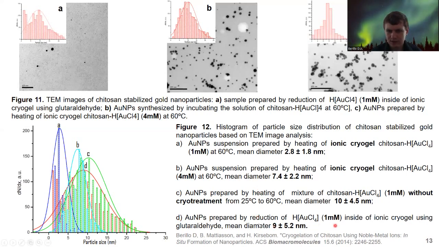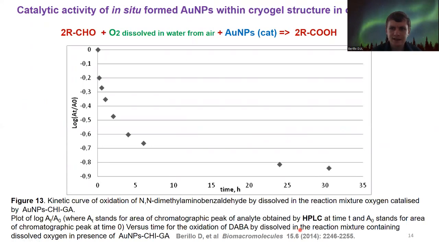And also, as one can see here, when we reduce ionic cryogel with a concentration of 1 millimole using glutaraldehyde, it leads to formation of gold nanoparticles with a size of 9 nanometers. In order to check its catalytic activity, we did the oxidation of dimethylamine benzaldehyde by dissolved oxygen, and it showed the catalytic activity in oxidation process.